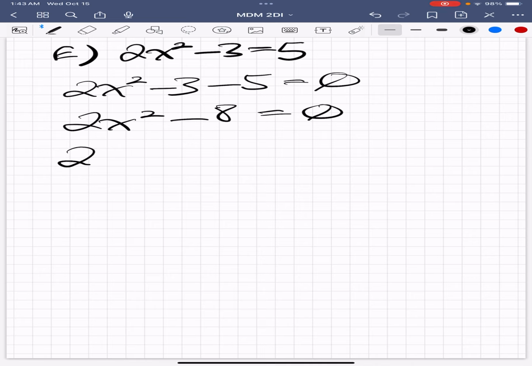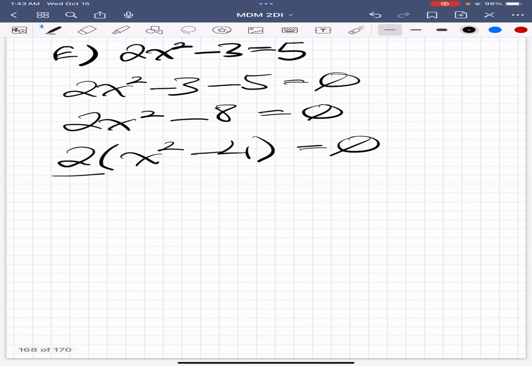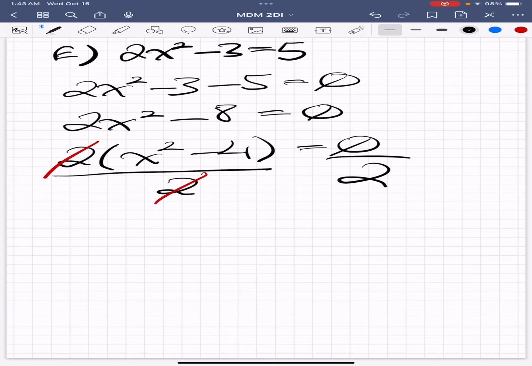And then 2 is common, so we have 2 times x squared minus 4 equals 0. Then we divide both sides by 2 and cross out the common 2 on the top and the bottom. We divide both sides by 2 to get rid of the coefficient of 2 in front of the brackets. What we're left with is x squared minus 4.